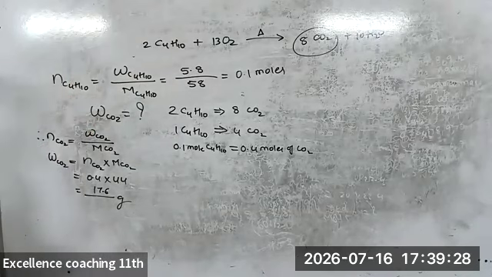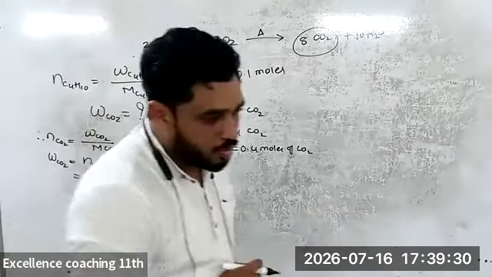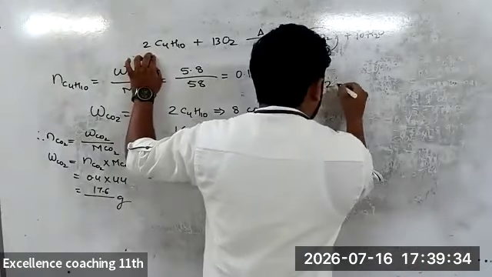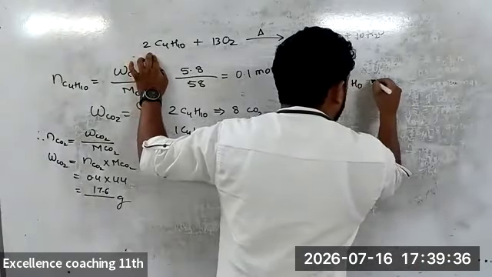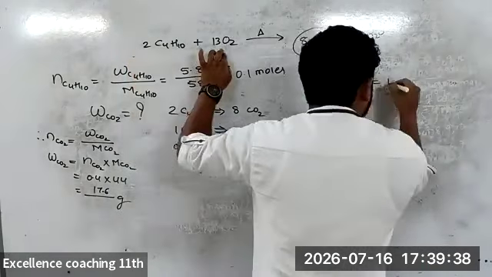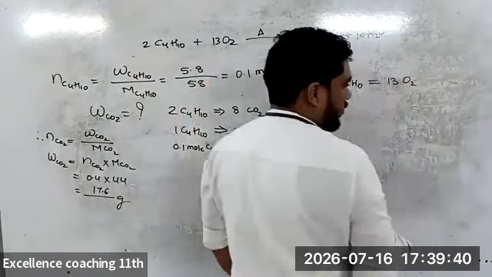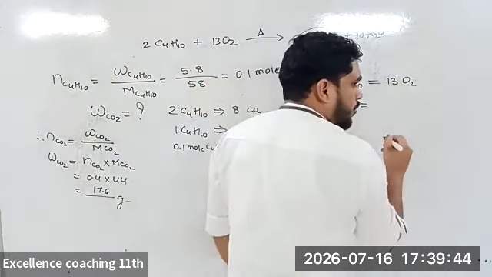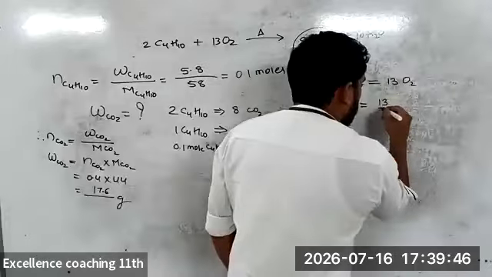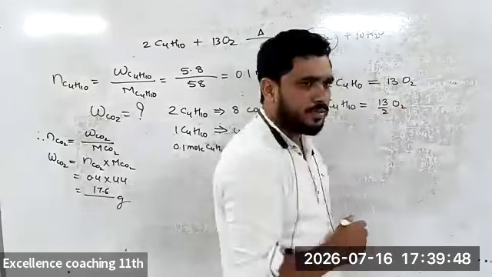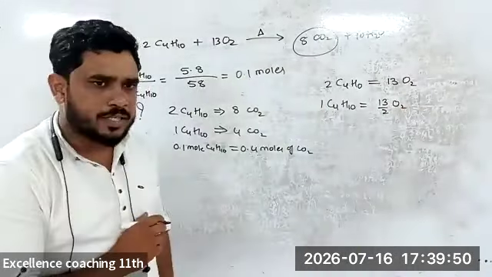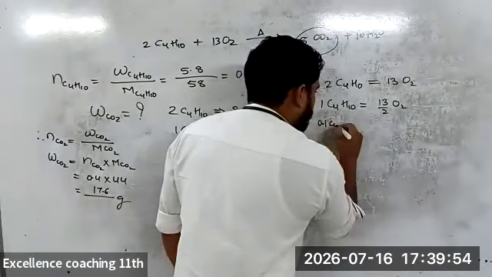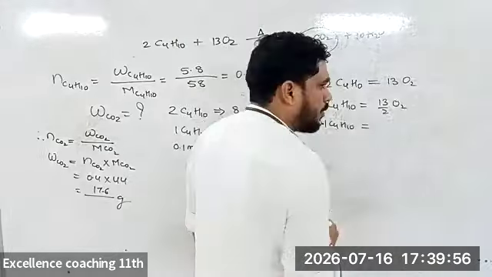Now wait, O2 is asked, correct? Mass of O2. So 2 moles of C4H10 requires how many moles of O2? 13. So 1 mole of C4H10 will require 13 by 2 moles of O2, correct? Are you getting the things? So 0.1 mole of C4H10 will require how many?